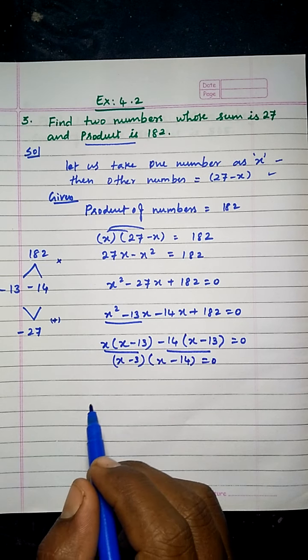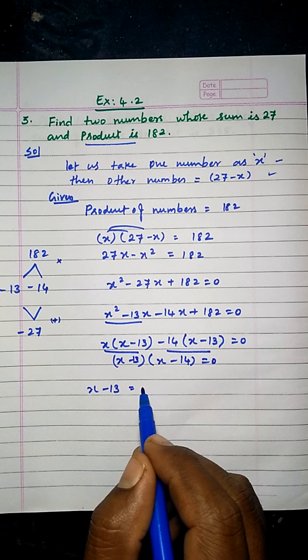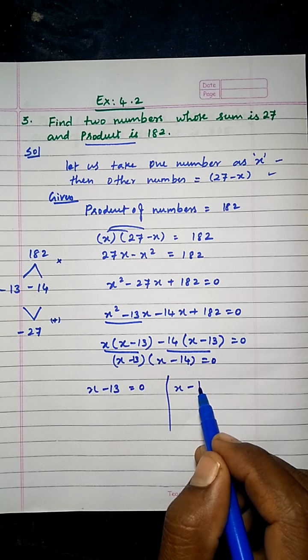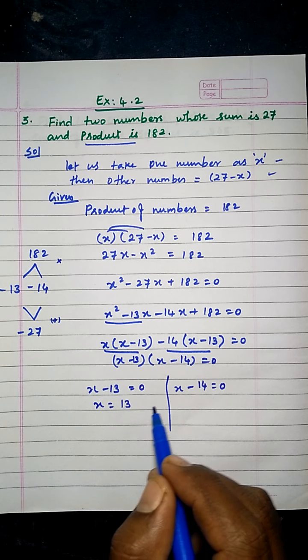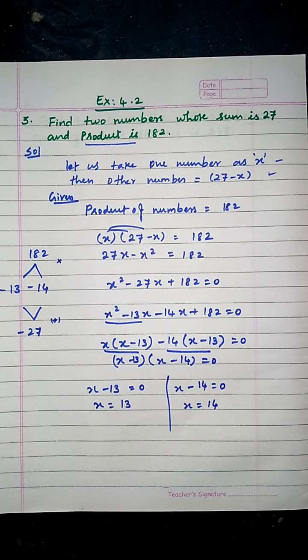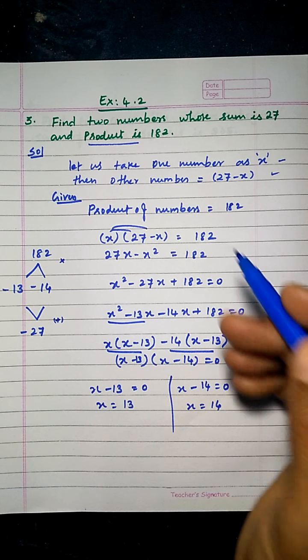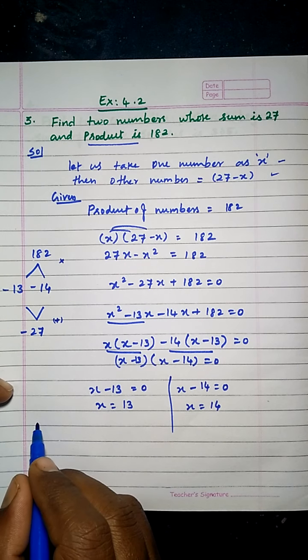Apply each factor equal to 0, then you will get x minus 13 equal to 0 and x minus 14 equal to 0. So x equal to 13 and x equal to 14. So you are getting two possible x values. Your x is one number, and you have to find the other number. So two cases arise.